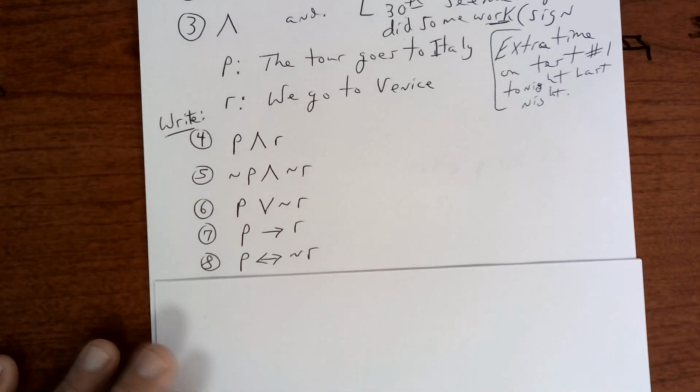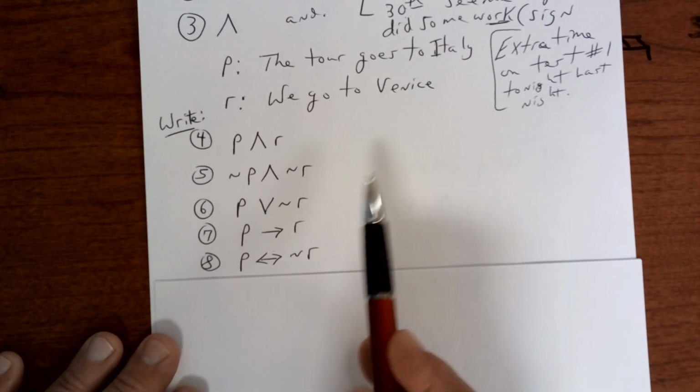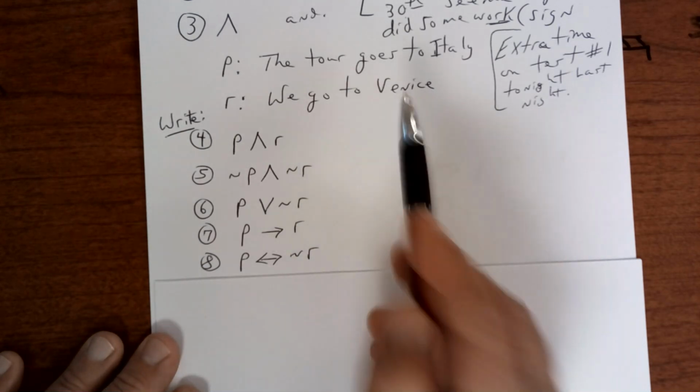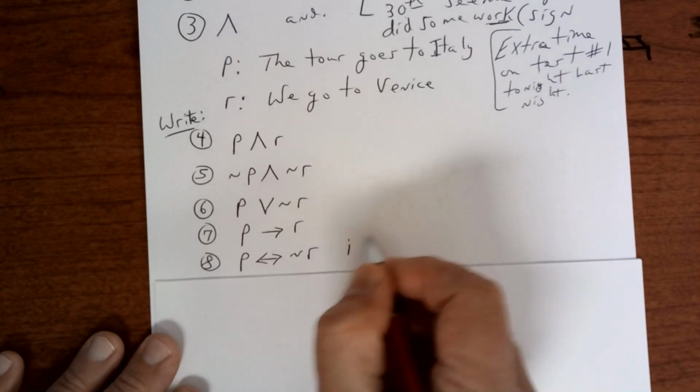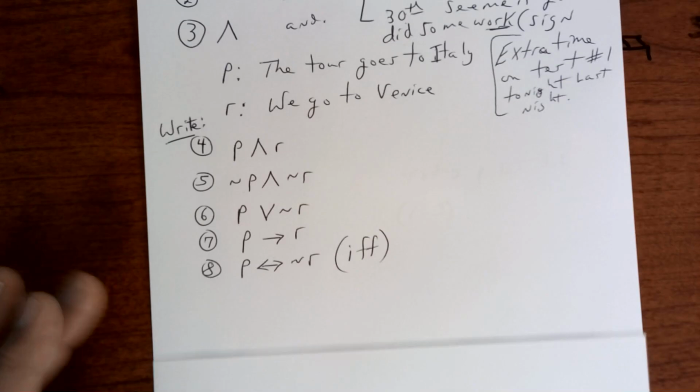This is a biconditional, if and only if. The tour goes to Italy if and only if we go to Venice. And if and only if, you use IFF. If you want to write it out, you can.